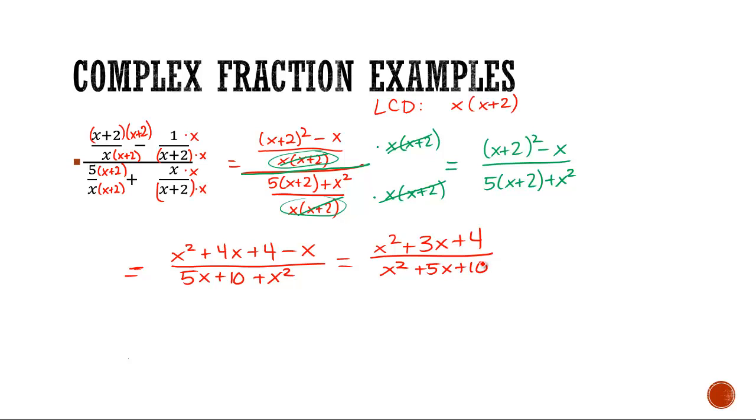Let's see if we can factor those any further. So in the top, can we get a product of 4 and a sum of 3? Well, to get 4, it's either 1 times 4 or 2 times 2. To get a sum of 3, well, neither of these add to 3. Because of this positive here, we actually cannot factor the numerator. The denominator, can we get a product of 10 and a sum of 5? Well, 1 times 10 or 2 times 5 are the product options, but neither of those add to 5. So because neither of those factor, then we are complete.